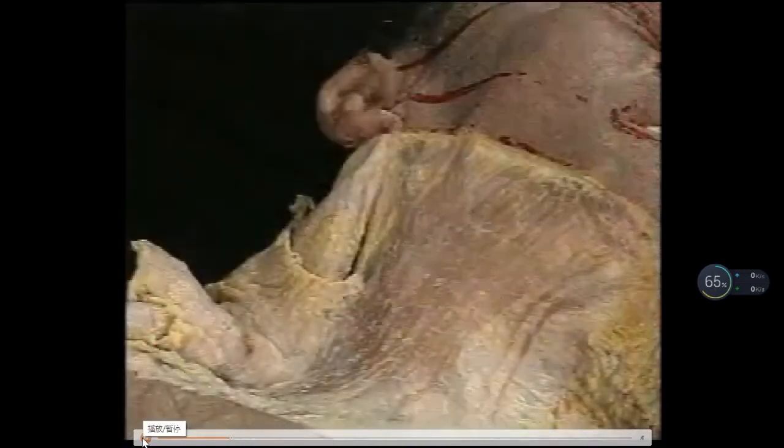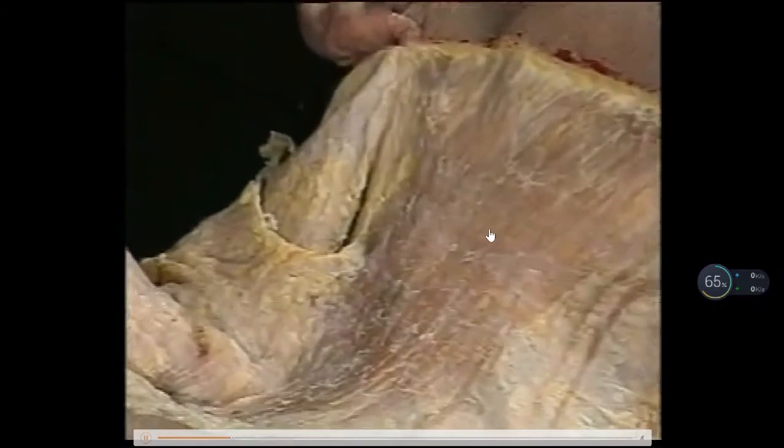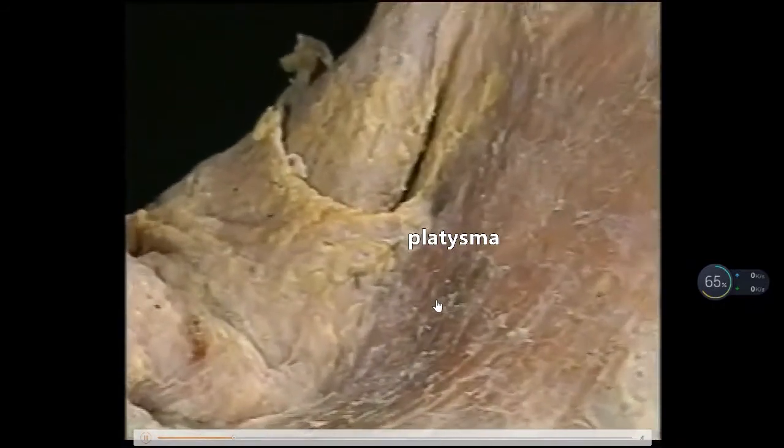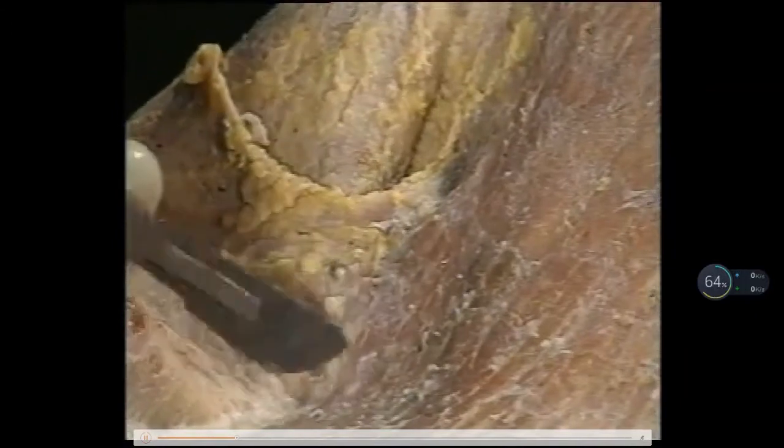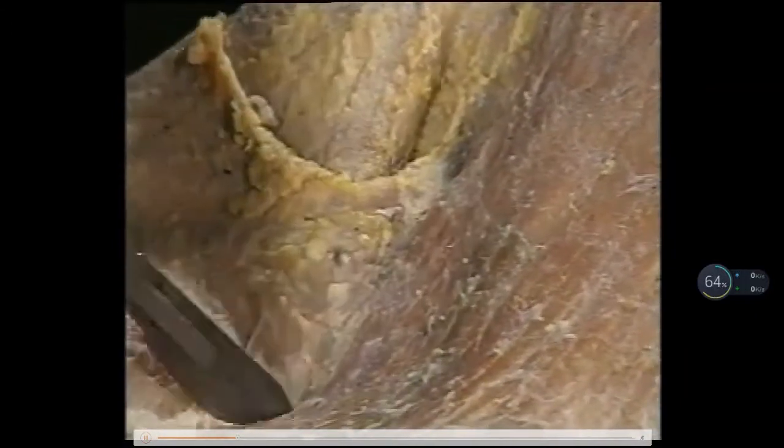When dissecting here, the superficial must be superficial. We should protect the platysma here. Don't damage the platysma. Here, this muscle is the platysma. Separate and clean the platysma.